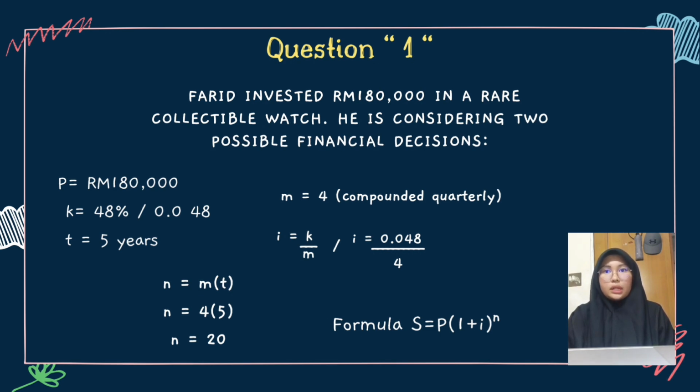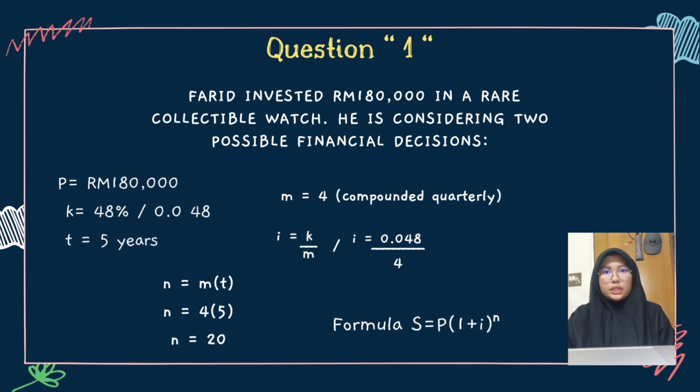Then T is the time. T equals 5 years. Next, M. M is the compounding frequency because the interest is compounded quarterly. M equals 4 times per year. Now we find N, which is the total number of periods. N equals 4 times 5. Therefore, N equals 20 periods.